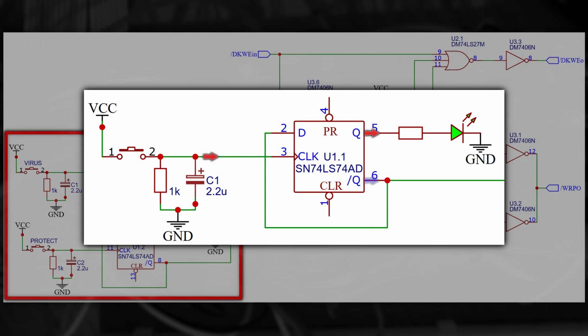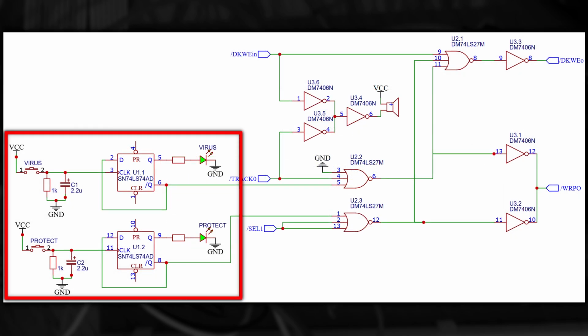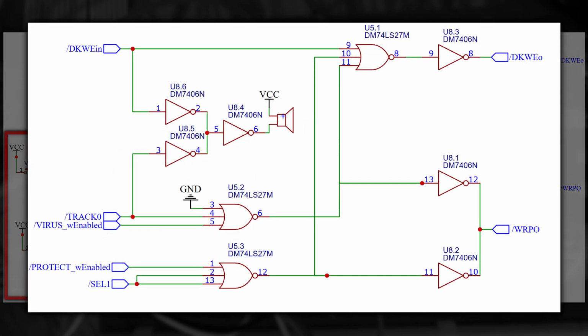This small, simple circuit is responsible for turning on and off the virus and protect operations. The output, coming from the not Q signal, is fed to the next part of the circuit. So let's have a look at that. See, it's already looking less complex without the flip-flop logic shown. I'll try to start with something simple.